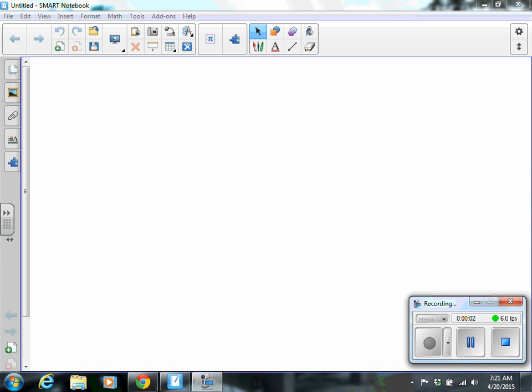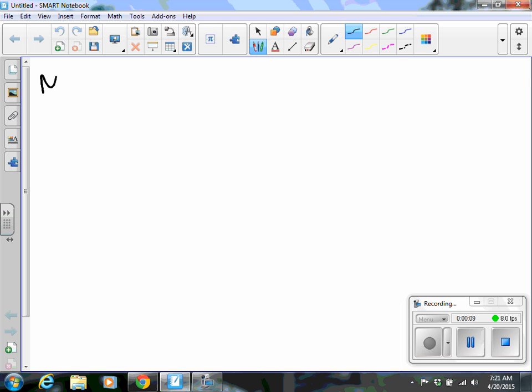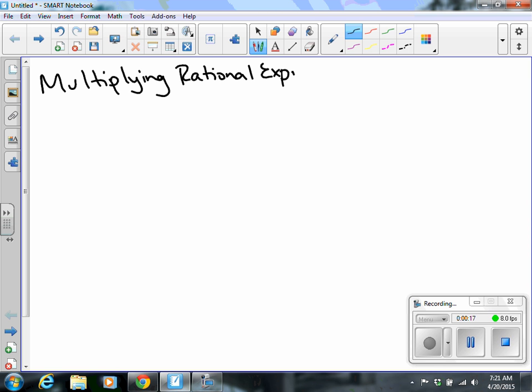Now that we've worked on simplifying rational expressions, we're going to move on to multiplying rational expressions. With this being said, the steps are always the same. We're going to multiply, and then we're going to simplify our product, okay?